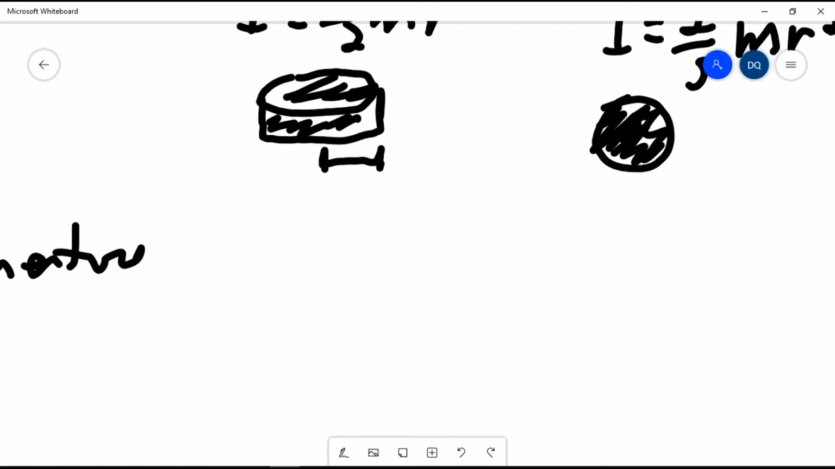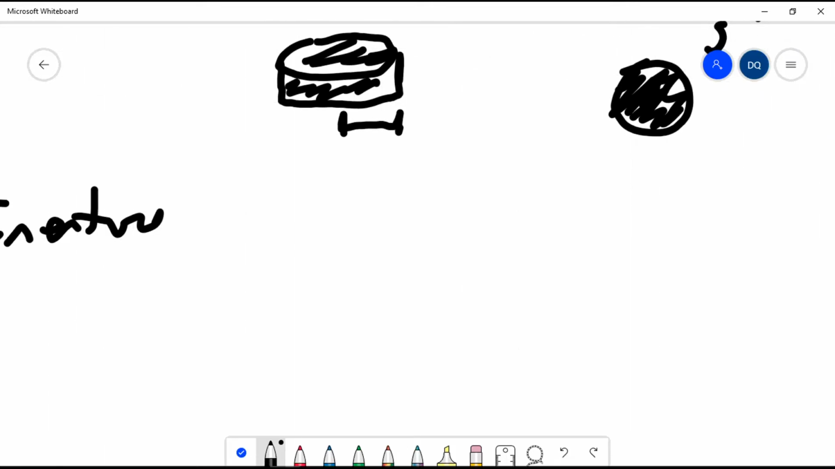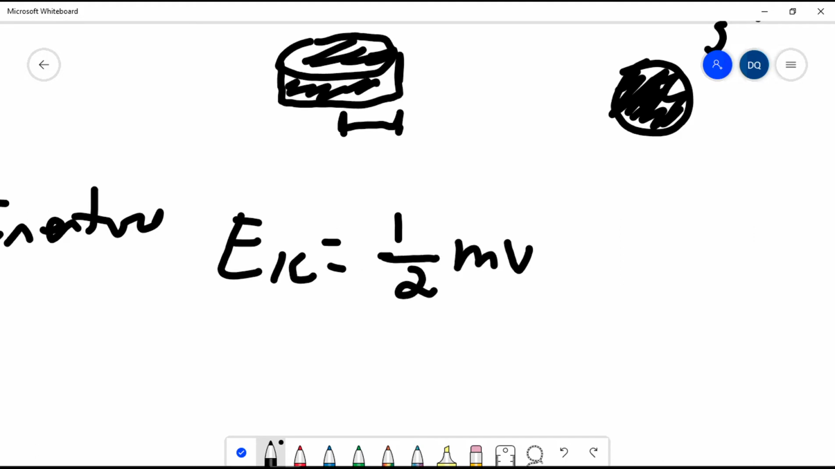So for a rolling puck, we have kinetic energy, and the kinetic energy is 1/2 mv squared. That's the translational kinetic energy, plus 1/2 I omega squared, where I is its moment of inertia and omega is the angular velocity. So that's how fast it's rotating in radians per second as an angle.